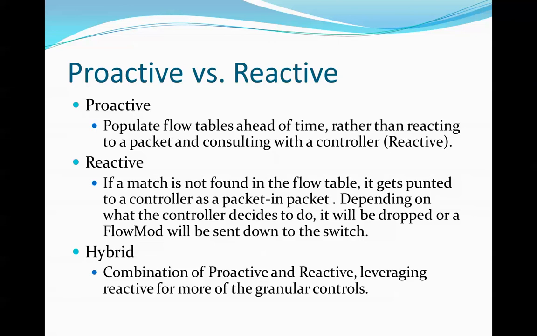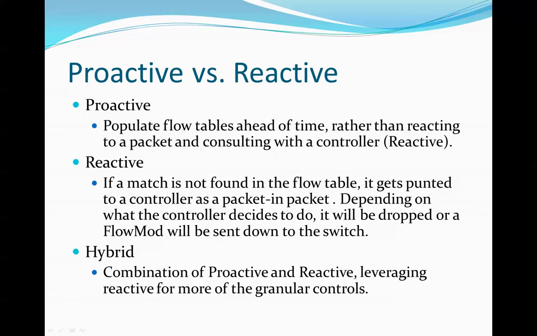Which brings us to the next method, reactive. Reactive takes a packet, compares it to the flow table, and if it doesn't find a match, it gets encapsulated and sent up to the controller. To update the flow table on the switch for future packets, a controller will send a flow mod, or a flow modification, down to the client to update its flow table.